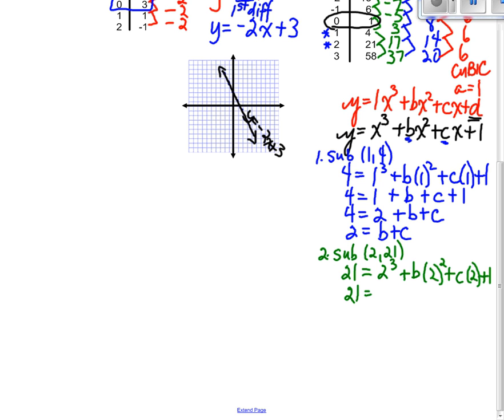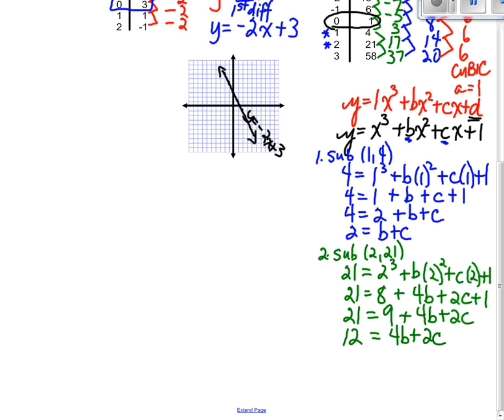I have 21 equals 8 plus 4b plus 2c plus 1. Collecting my like terms, I have 21 equals 9 plus 4b plus 2c. And I'm going to subtract 9 from both sides. This leaves me with 12 equals 4b plus 2c. And just to use up paper, I'm going to do one more step of dividing both sides by 2. 6 equals 2b plus c.